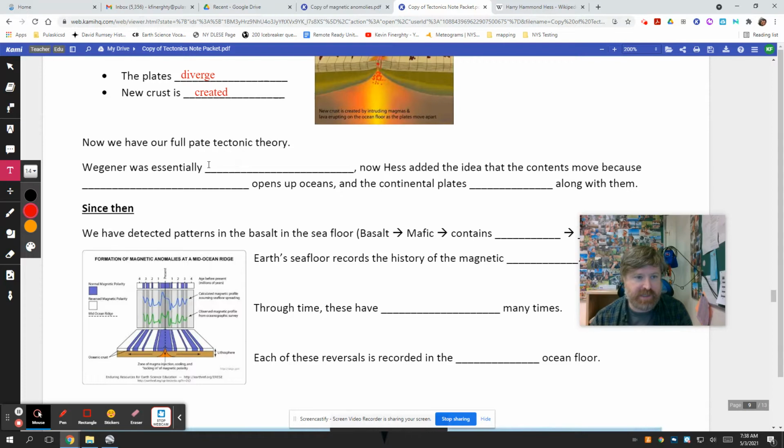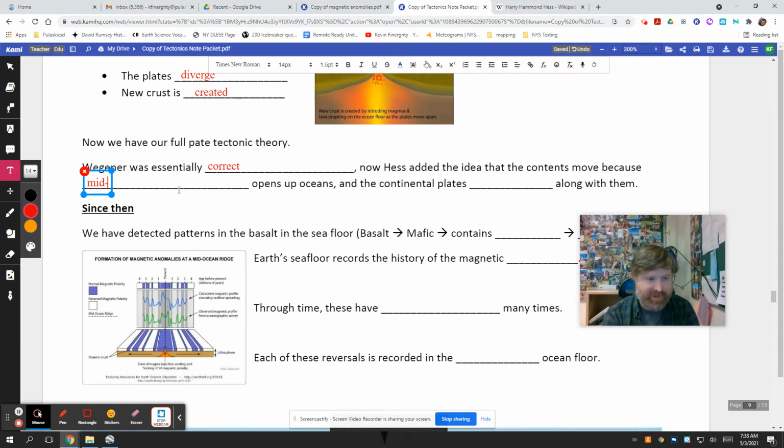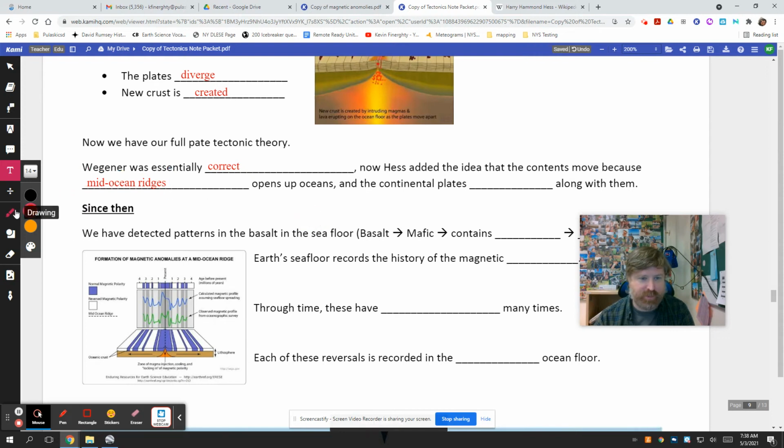So now we have our full plate tectonic theory. Wegner was essentially correct, but now Hess added the idea that the continents move because mid-ocean ridges open up oceans. I don't think the grammar is correct here again. It doesn't sound right, but this is the correct term. If there shouldn't be an S there, no big deal. Mid-ocean ridges open up oceans, and the continental plates, since they're attached, move along with them. Okay.